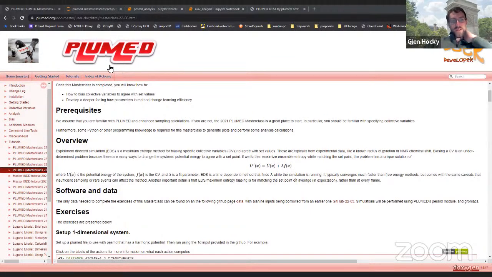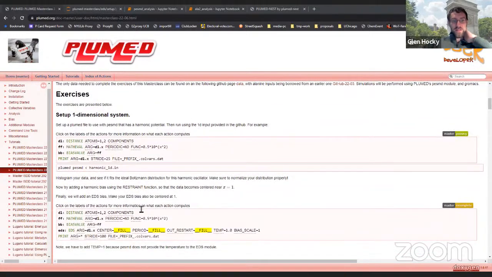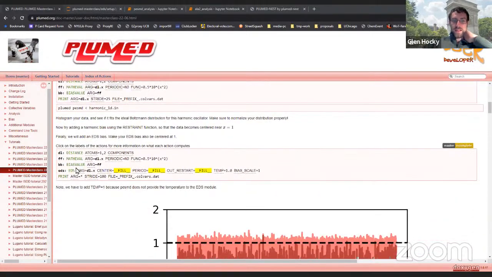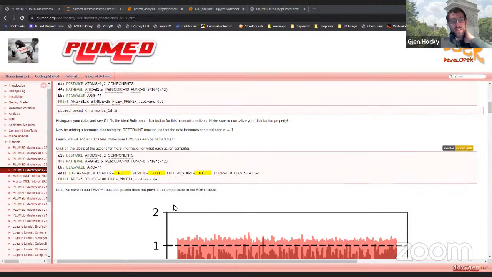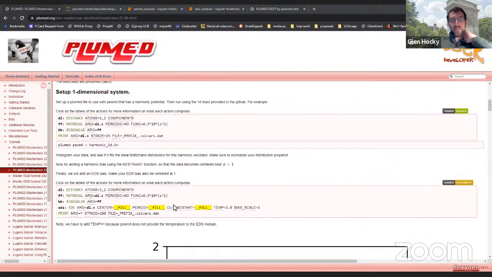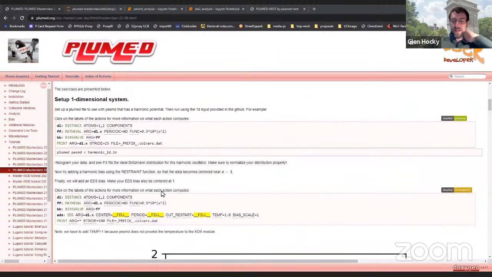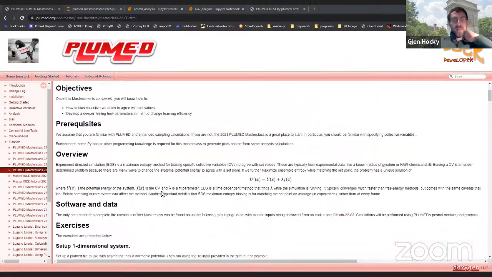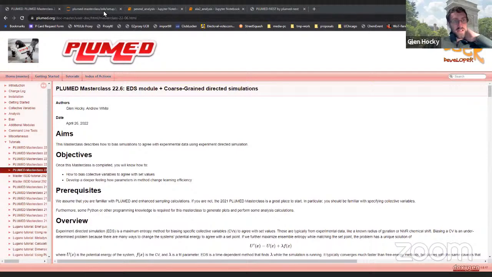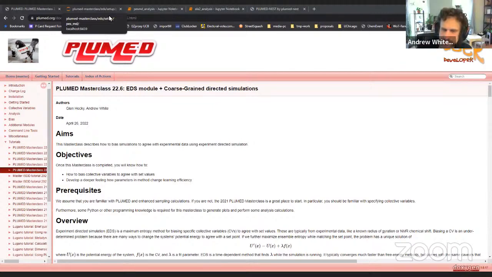And so the way we do that is we take this EDS module and we say that we want our observable to have a particular target value. And the main thing that we need to know is how often we calculate the average of that observable in order to update a bias parameter. And so I can show what that looks like. Any other comments, Andrew? No, I think that's great.